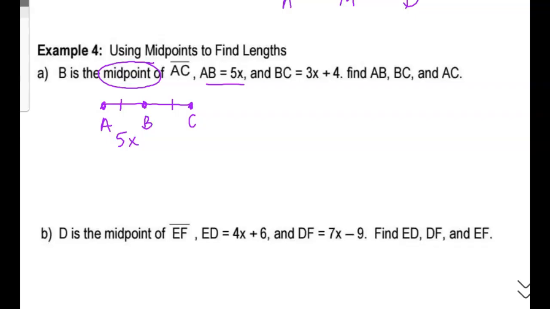BC equals what? 3x plus 4. Okay. Did I get anything else for the drawing? No. So how am I going to solve for x if I don't have the total? Do you see the total given to you from A to C? No. So what equation could I write to find it? Based on the definition of midpoint, what equation would you write? Where's the equal sign? You can't solve unless you have that equation.